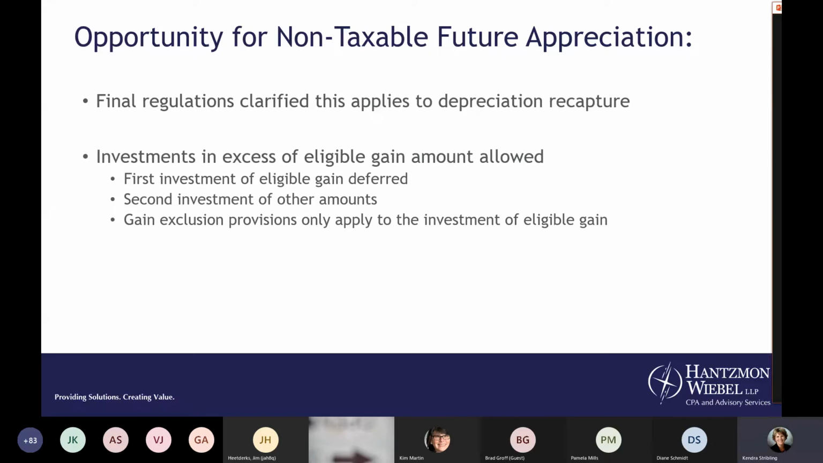The final regulations clarified this would apply to recapture as well, since the step up is to the full fair market value. You are able to make multiple investments also in a QOF. However, any investment above the eligible gain would be treated as separate investments. Gain exclusion provisions only apply to the investment of eligible gains.